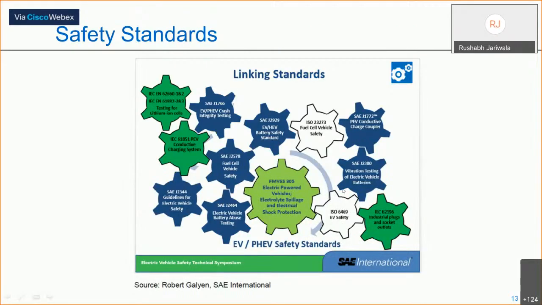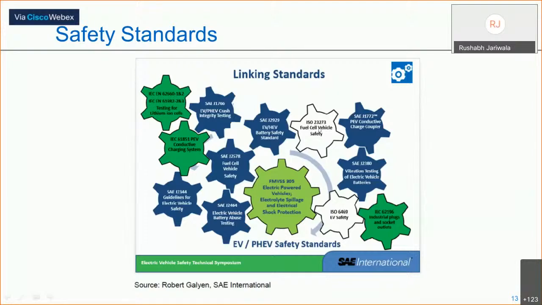Yeah, so these are some different standards. I would rather say that it basically makes it possible to say how HV batteries and EV vehicles should be worked on. It starts with testing for the lithium-ion cells, and then crash integrity testing. There is an SAE standard for it. Then there is one for battery safety, again one standard from the SAE.